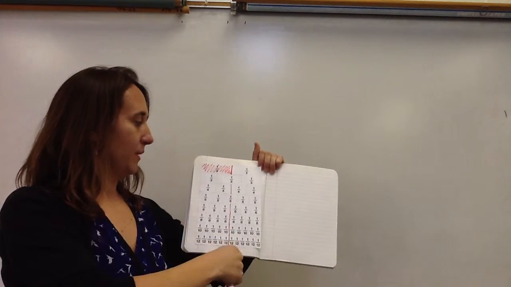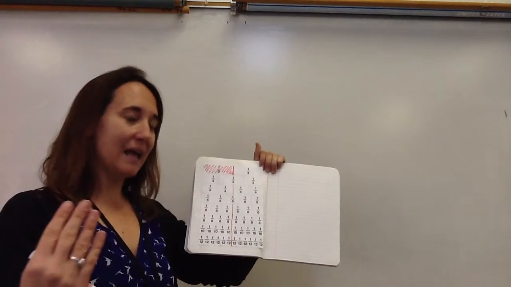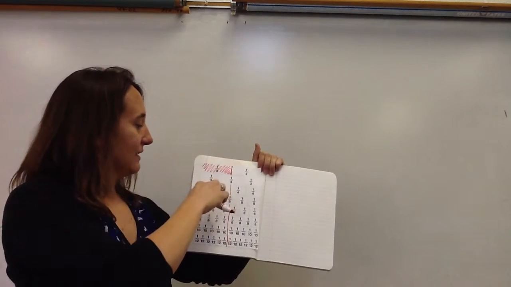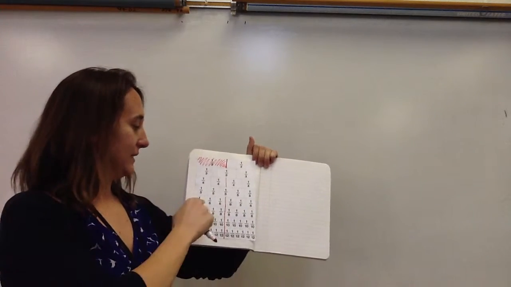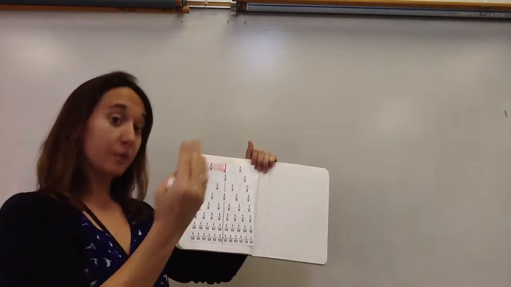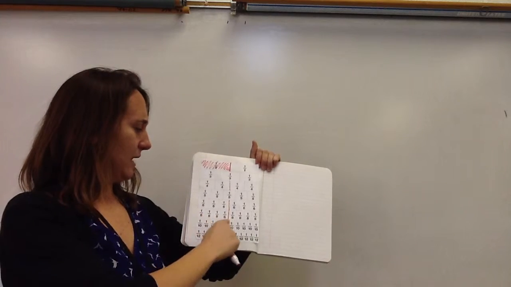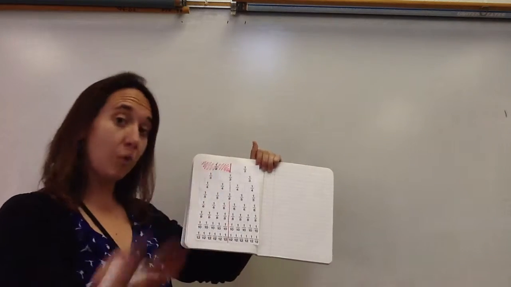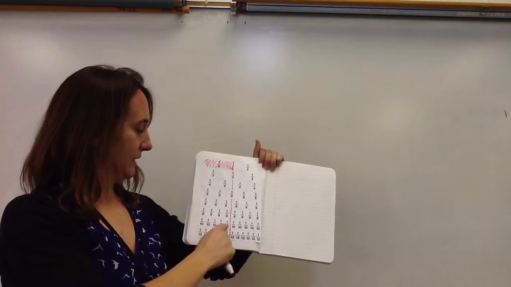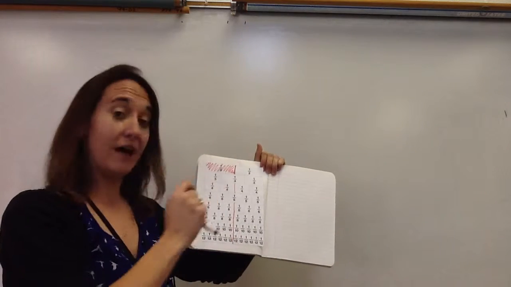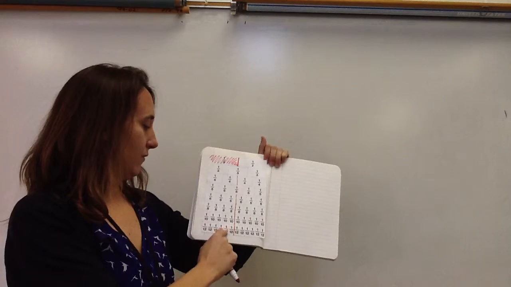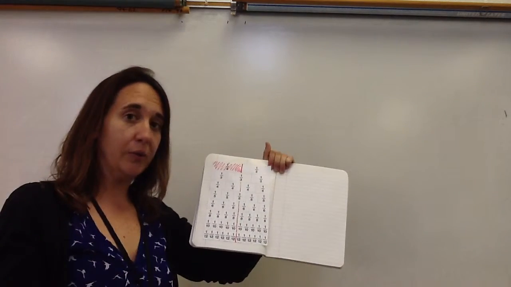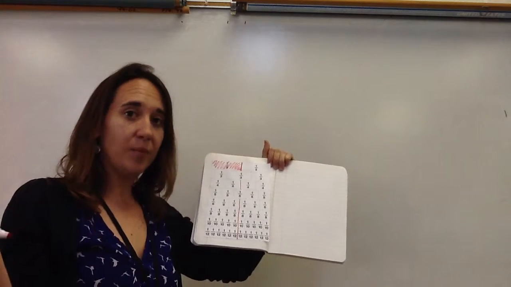Because 1/2 is the same as how many fourths? 1, 2, 2 fourths. How many 6ths? 1, 2, 3. 3 6ths. How many 8ths? 1, 2, 3, 4. 4 8ths. How many 10ths? 1, 2, 3, 4, 5. 5 10ths. And how many 12ths? 1, 2, 3, 4, 5, 6. 6 12ths. So I'm going to go ahead and take a moment to color that in. You do as well. If you need extra time, pause the video.